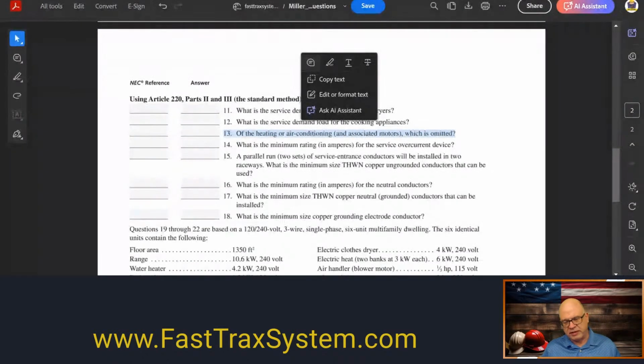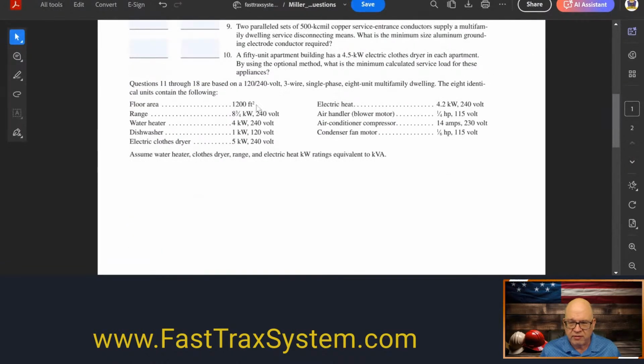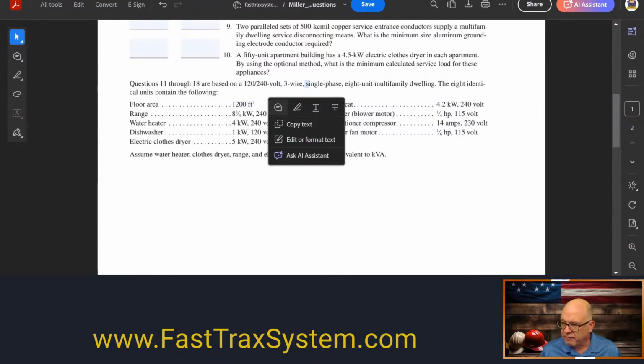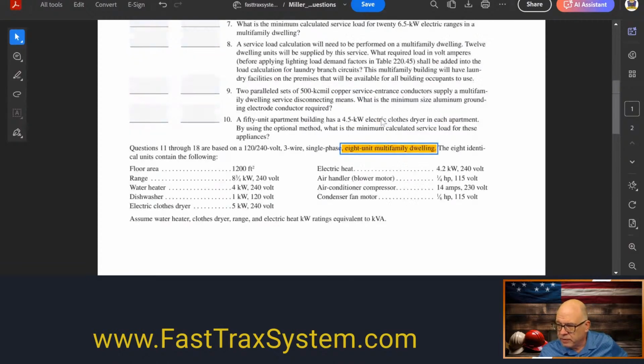Now, I've had some students ask me about this question right here. So here's your little lesson for today, okay? I'm going to highlight this question. This one says, of the heating or the air conditioning and associated motors, which is omitted? And what information are we using? We're using this information. So there's our floor area, there's our data and everything. There are 8 units, so this is an 8-unit complex. And it doesn't matter whether I say it's 8 floors or 8 units, they're 8 separate units. Semantics, whether it's floors or units, it doesn't matter, it is 8. That's what you're thinking about, right?